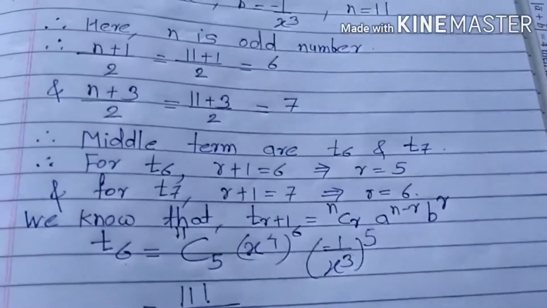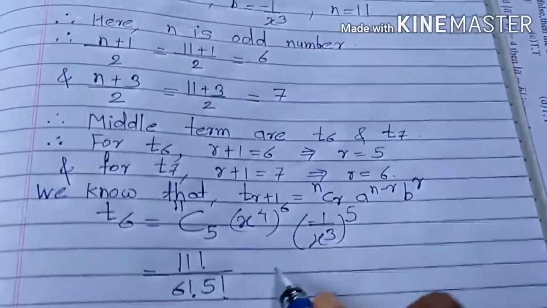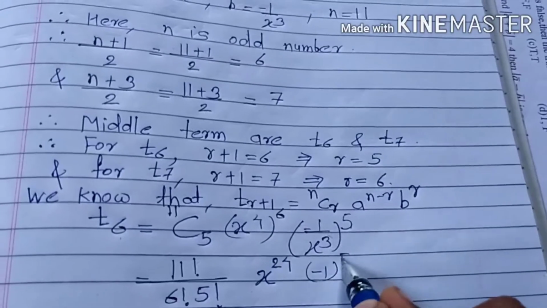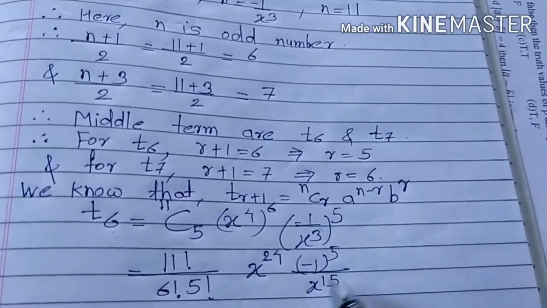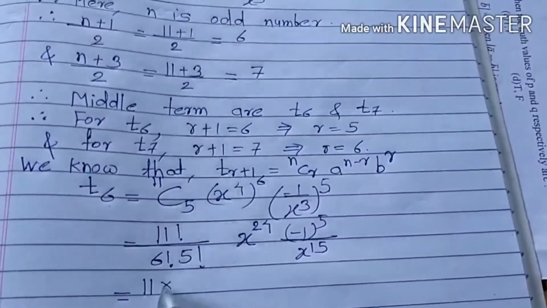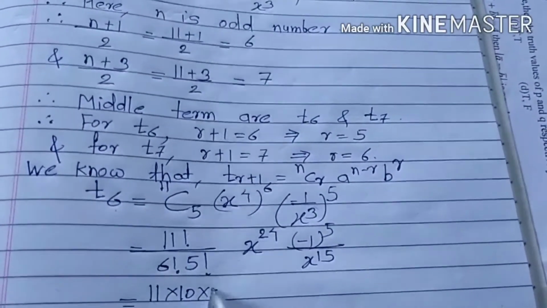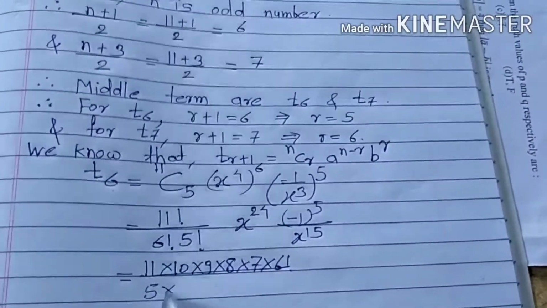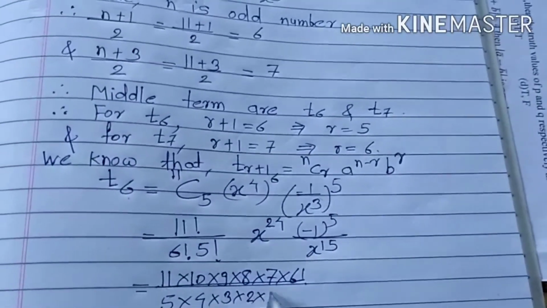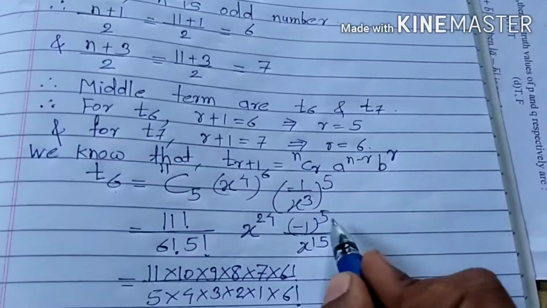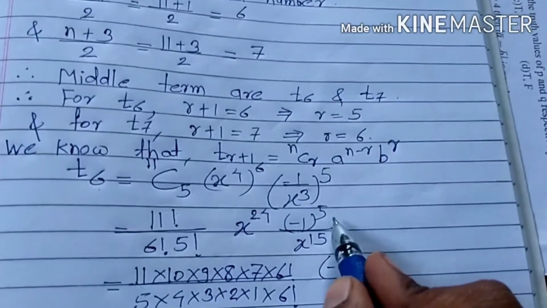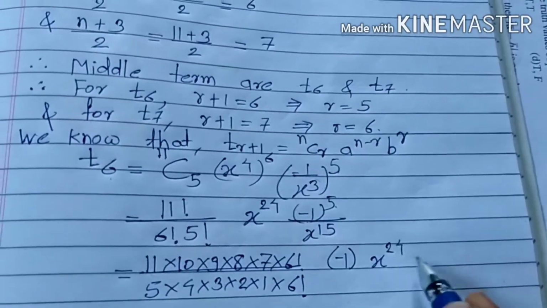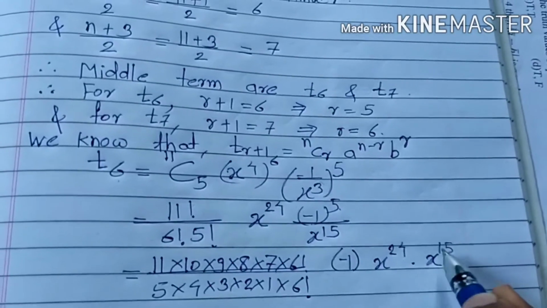11 factorial upon 6 factorial, 5 factorial. It is x raised to 24, minus 1 raised to 5, and x raised to 15. So 11 into 10, 9, 8, 7, 6 and here 5, 4, 3, 2, 1 into 6. Minus 1 raised to 5, 5 is odd, that's why minus 1, and it is x raised to 24 into x raised to minus 15.